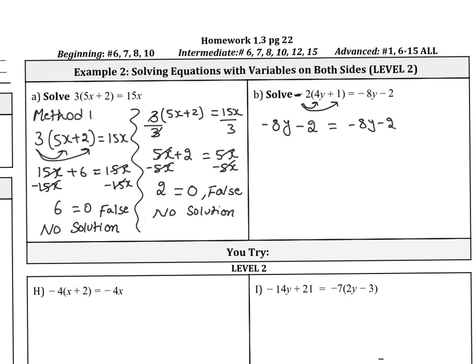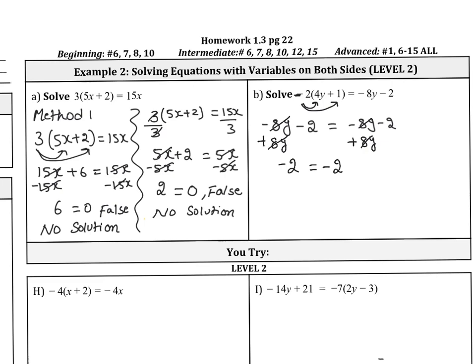If you notice, you can see that -8y - 2 equals -8y - 2. Both sides are equal. But we cannot stop here. We have to cancel the variables and then see if the two results are equal to each other. So applying the opposite operation to cancel the variable, you're going to add 8y on both sides. And when you do this operation, you're going to get -2 equals -2.